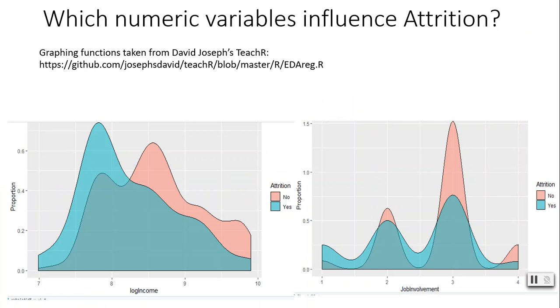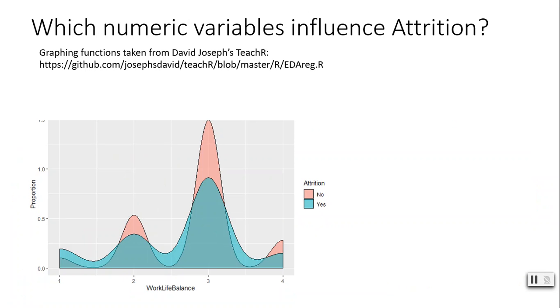Which numerical variables are influencing attrition the most? Again, these are the same graphing functions taken from David Joseph's library, and we can see that the lower income employees have higher rates of attrition. We can see that employees who score 1 on job involvement are much more likely to attrition than others.